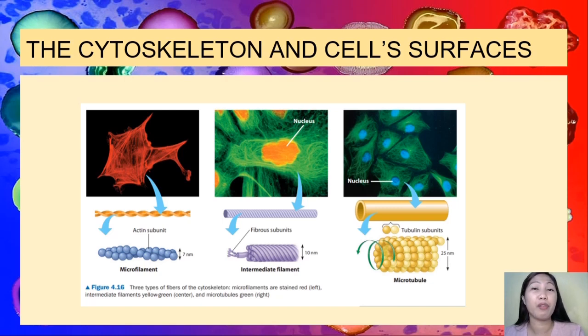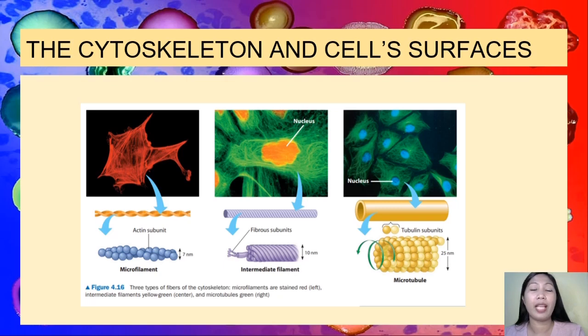One is the microfilaments, the thinnest fiber. Next, we have microtubules, the thickest. And third, we have intermediate filaments, in between in thickness.